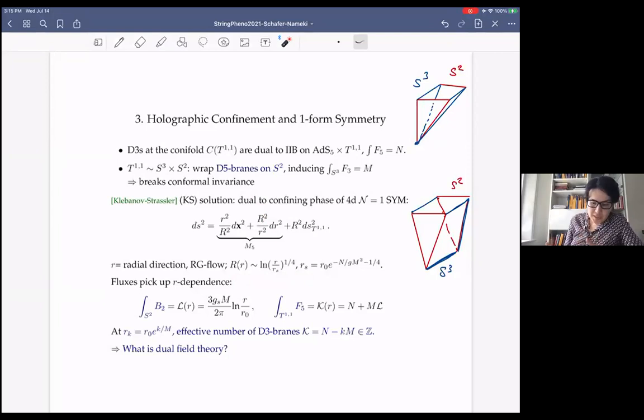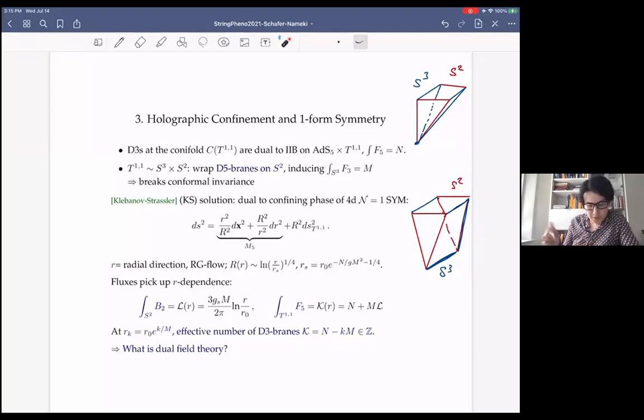So one interesting thing about the solution is that not only do we have no AdS solution, but actually the fluxes also pick up an R dependence. And so only for very specific values of this radial coordinate, which I've written out here, where R_k is the UV scale R0 times e to the k over n, is this quantity here an integer. And you really have a dual interpretation in terms of field theory, or you have an integer number of D3 branes. And as you go along this flow, the number of D3s decreases successively.